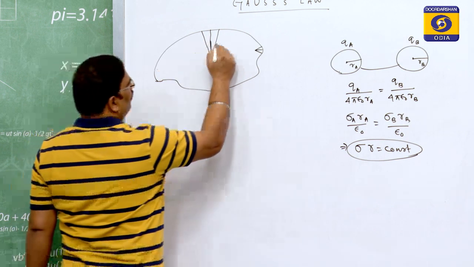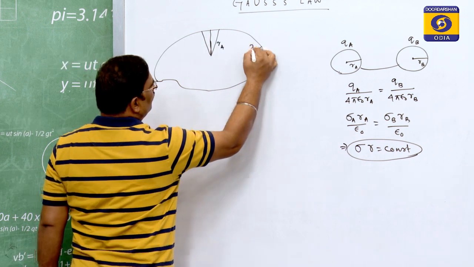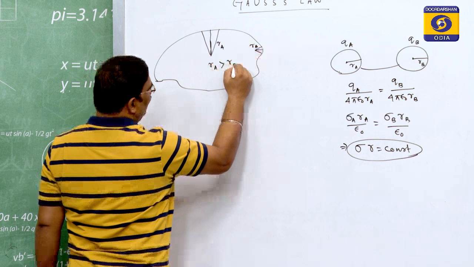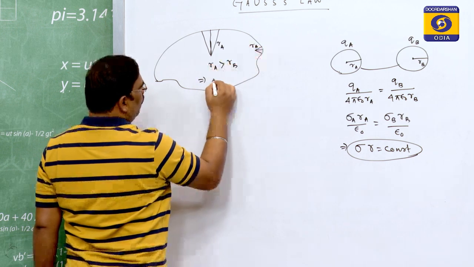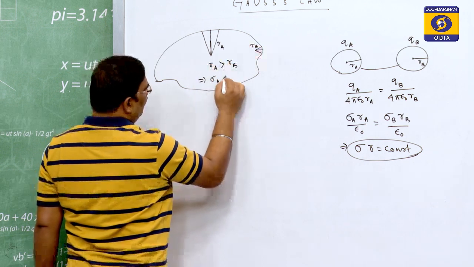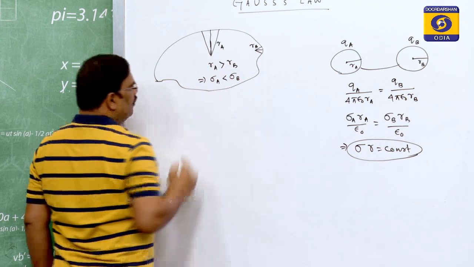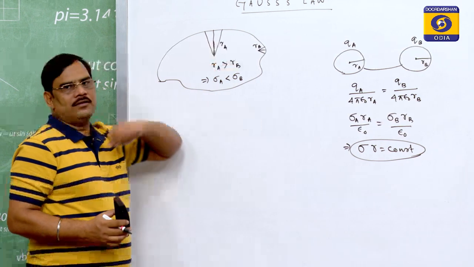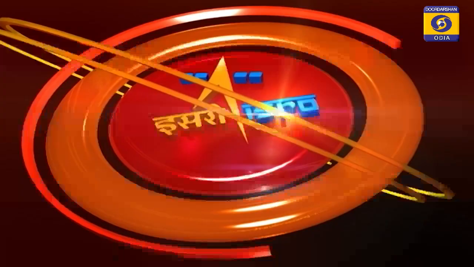So, if this is my R A and this is my R B, since R A is greater than R B, this will give you sigma A will be less than sigma B. So, the charge density at A will be smaller than the charge density at B.